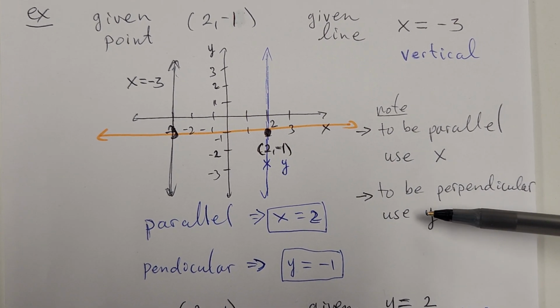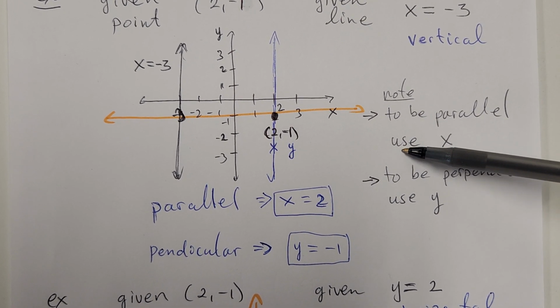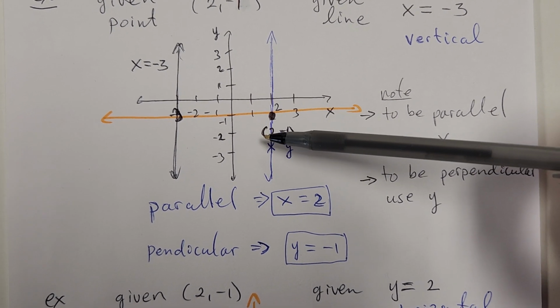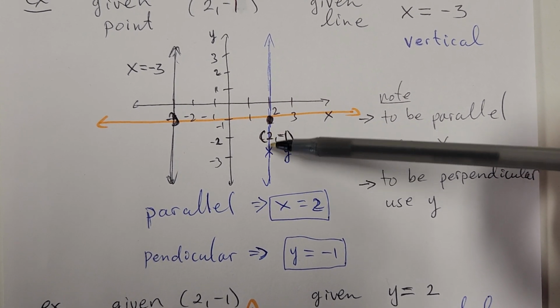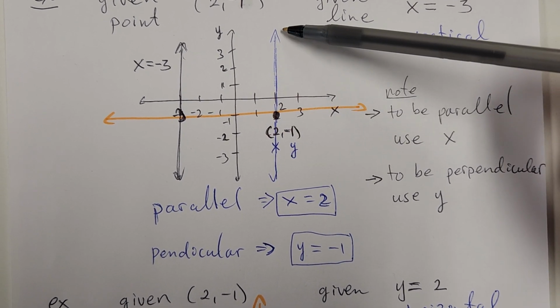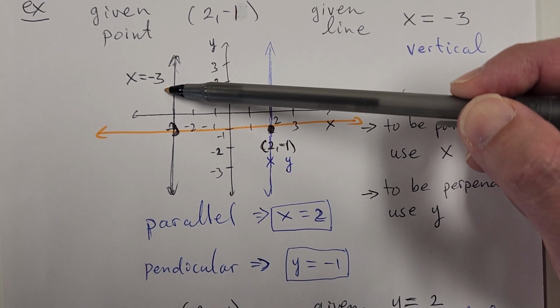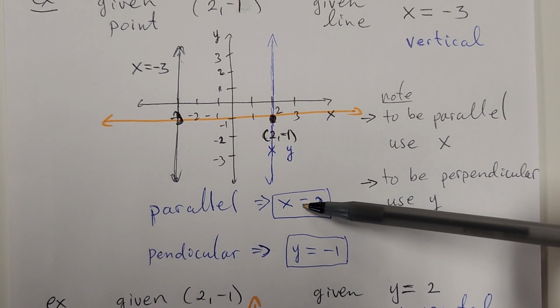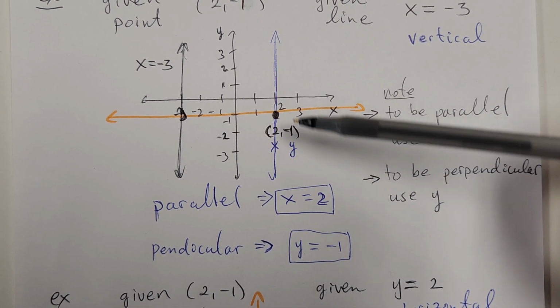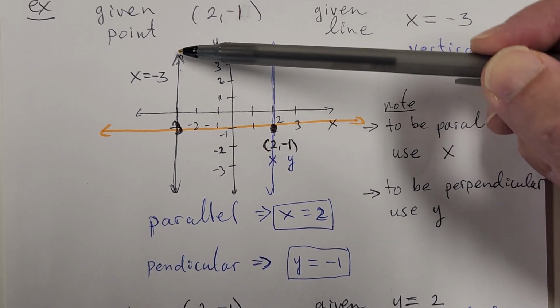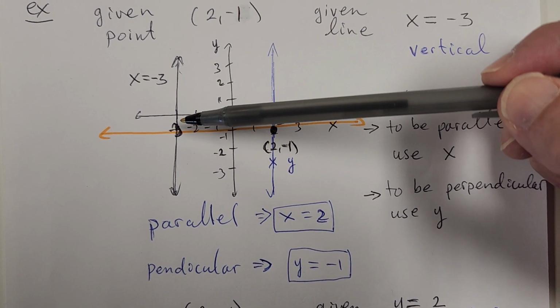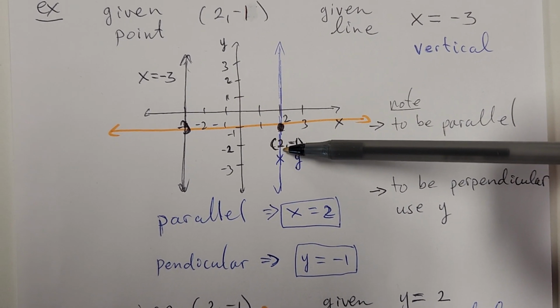Okay, so note, to be parallel, you will use the letter x. So here's x is 2, so this blue line is parallel to this black line. So therefore the answer is x equal 2. So this blue line is parallel to this black line, which is x equal 2.